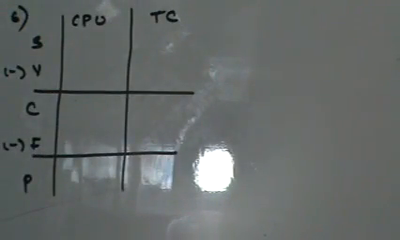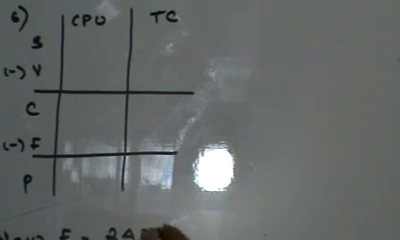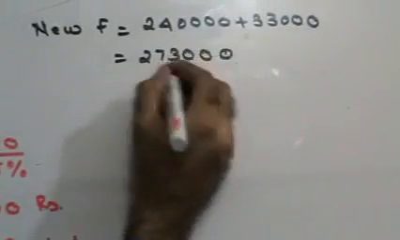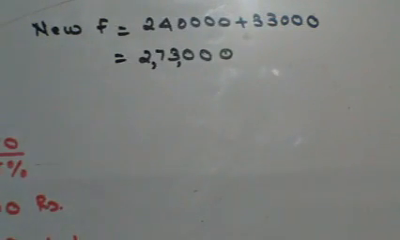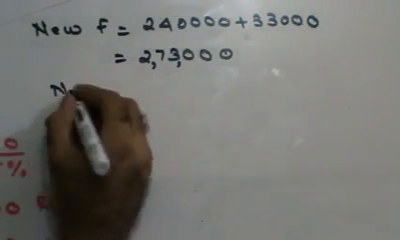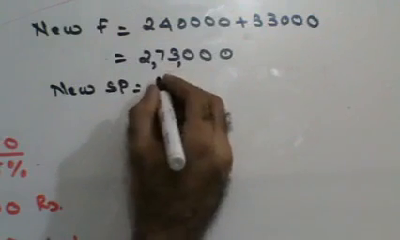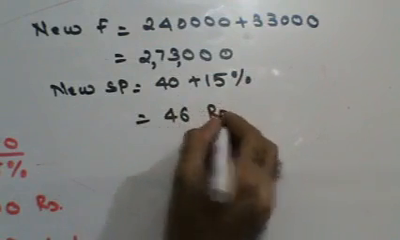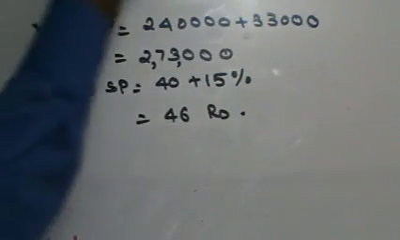They are saying that there would be an additional staff having a cost of 33,000. So my new fixed cost will be 2,40,000 I was paying as it is, plus I have to pay an additional 33,000. That means I have to pay 2,73,000 now. So my fixed cost will become 2,73,000. Moreover, they have said that the selling price is likely to increase by 15%. So my new selling price will be whatever was my old selling price plus 15%. So that is going to be 46 rupees. Selling price per unit is going to be 46 rupees.